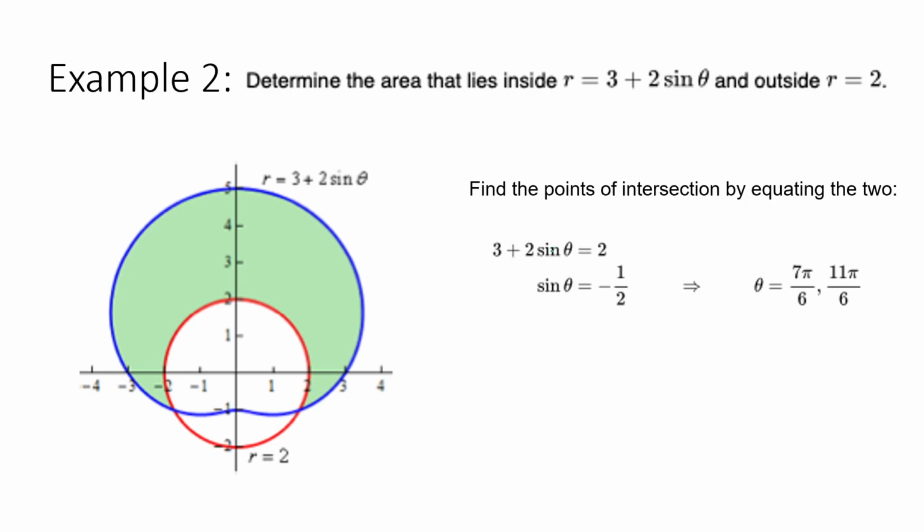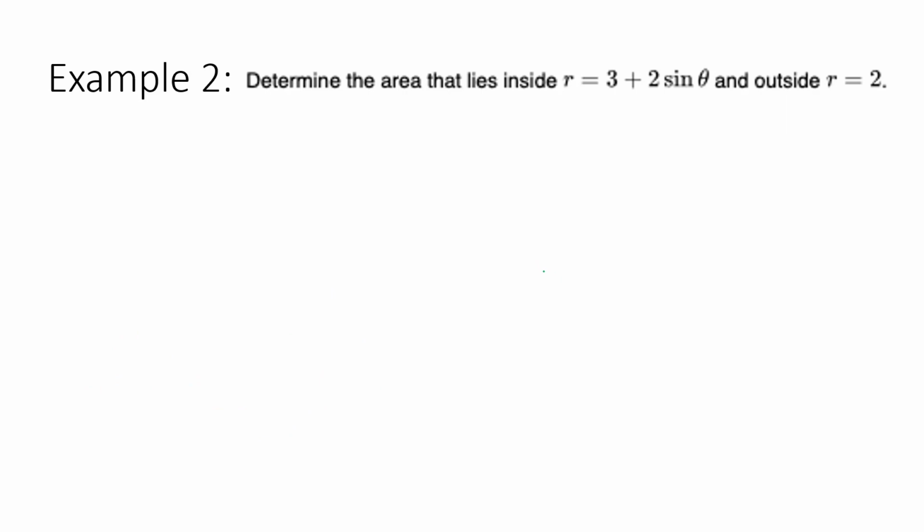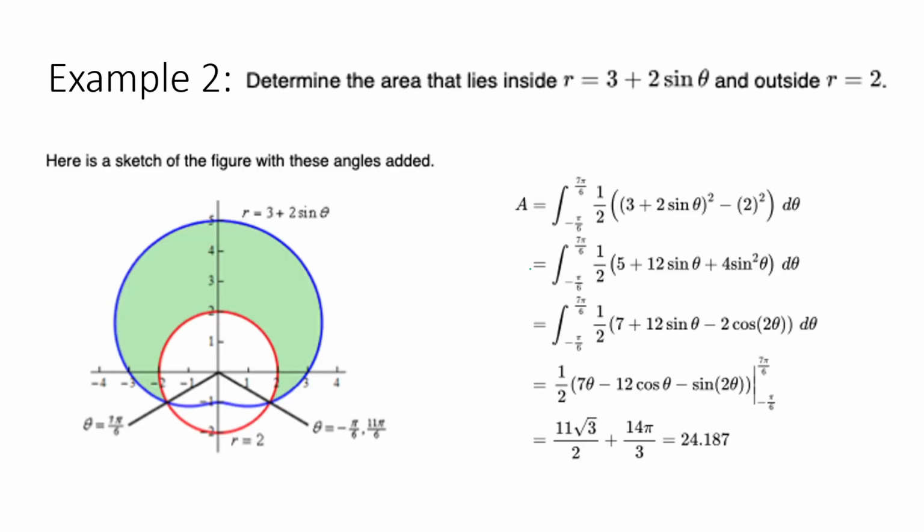So this is the solution. And this would be the answer. So again, you can just opt this one out. Okay, since you are using the calculator, notice that the lower limit is 7 pi over 6.